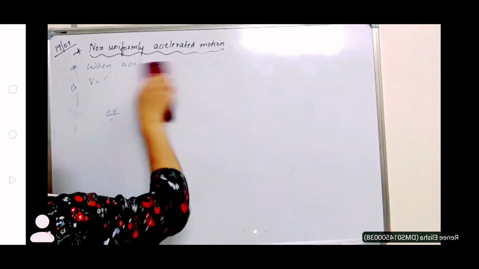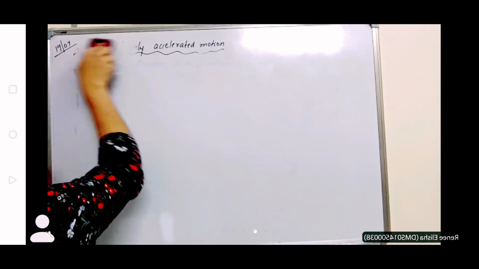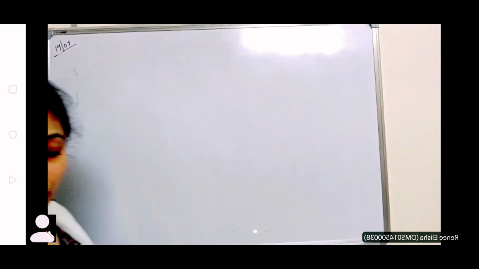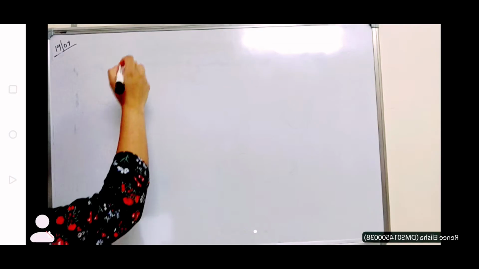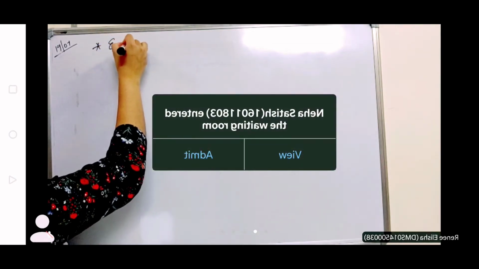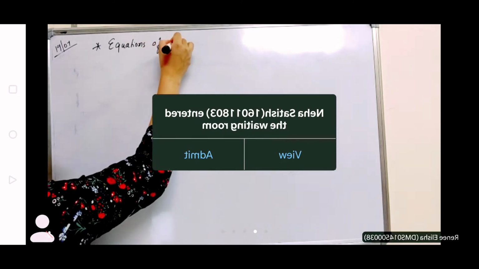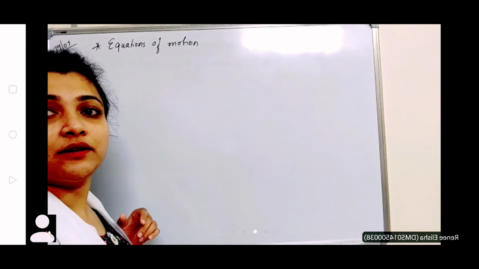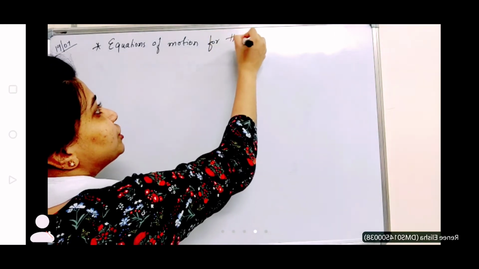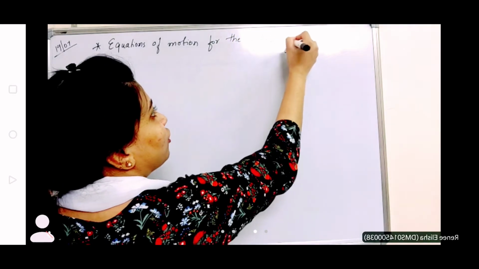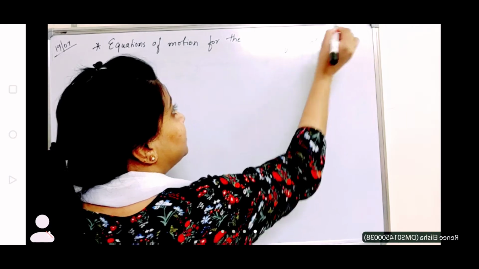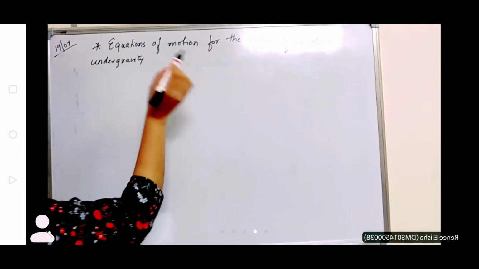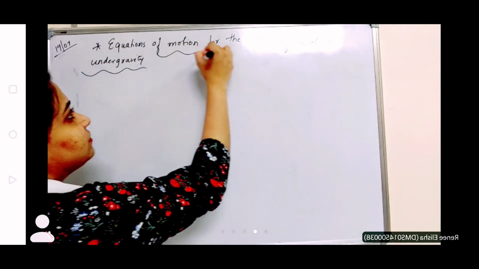Now, after knowing about this, the next thing that we have to study is a little bit about acceleration due to gravity: equations of motion for the motion of an object under gravity. Alright, so let's study this now.